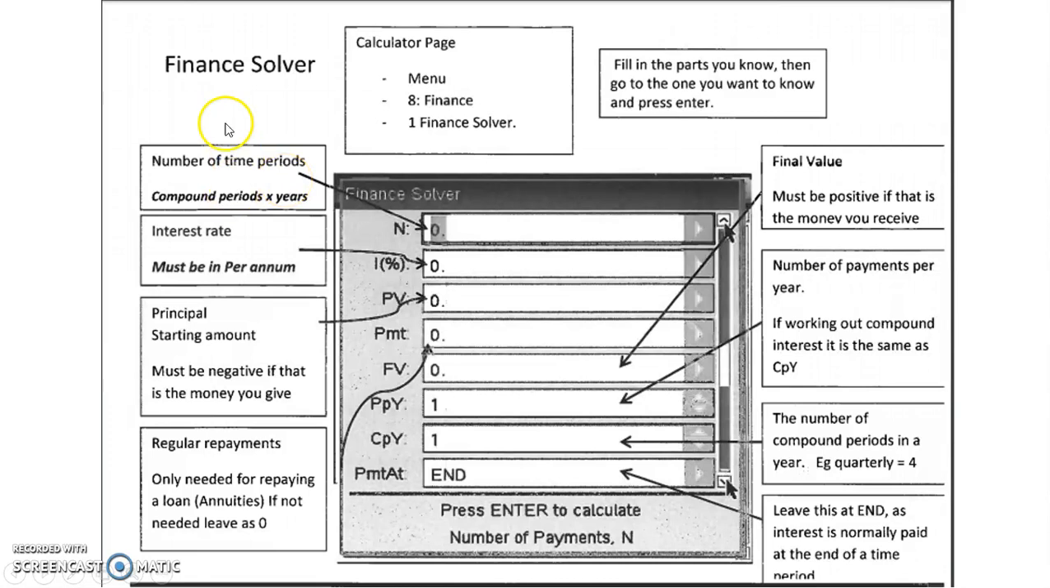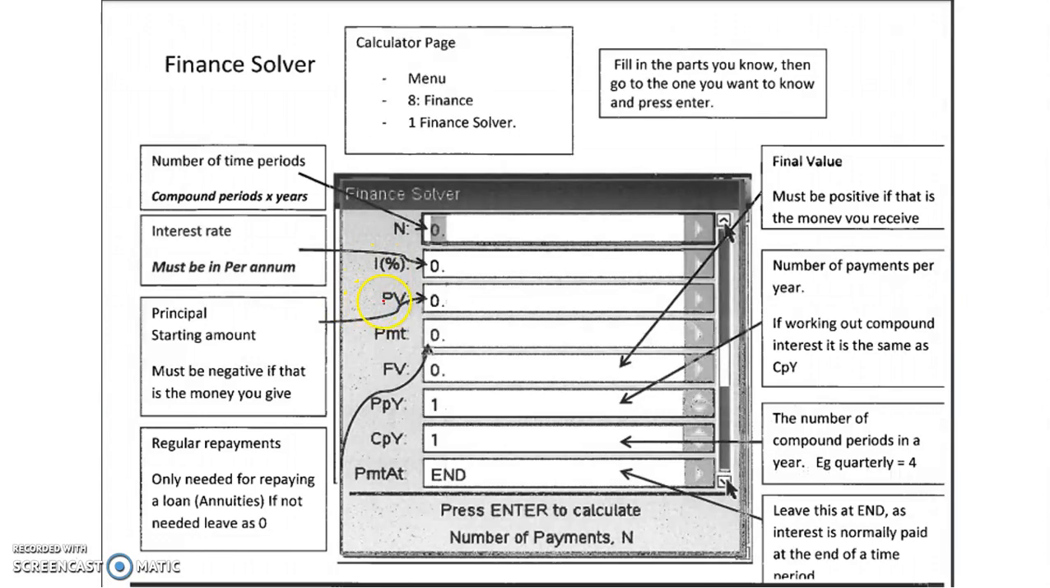Now you can screenshot this and put it in your notes if you need to. Number of time periods is your compound periods times your years. So if it's compounded 12 times per year for 10 years, you will do 12 times 10. And if you press Enter or Tab, it will change it to 120, or you can put in 120 from the start. Your interest rate in Finance Solver is always per annum. You don't have to divide that per month. It always goes in as per annum.